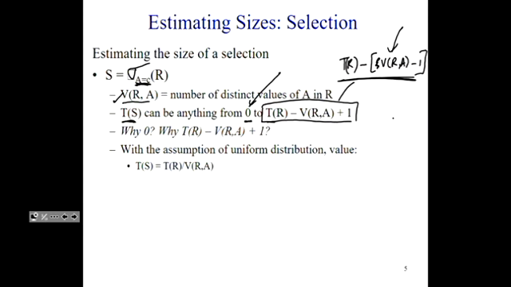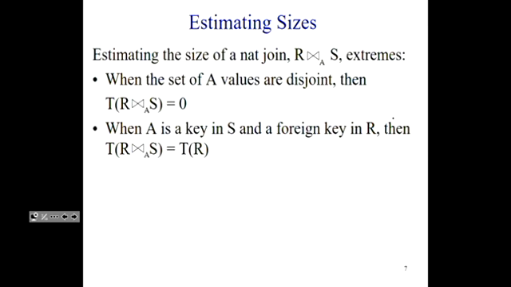Those are the two extremes, but the way we are going to focus on this is to assume a uniform distribution across these values. So T of S is going to be T of R divided by V of R comma A, since the tuples are uniformly distributed across the values of A. That's it for the selections part.